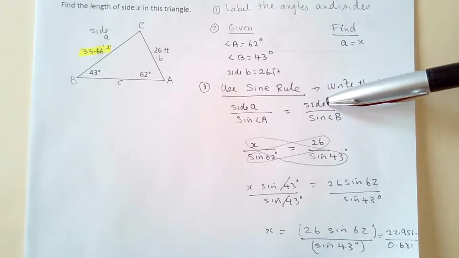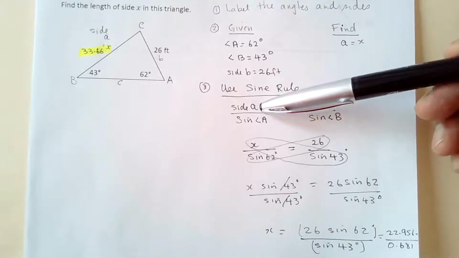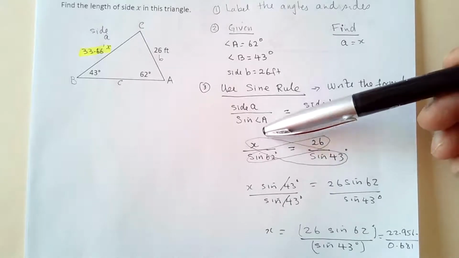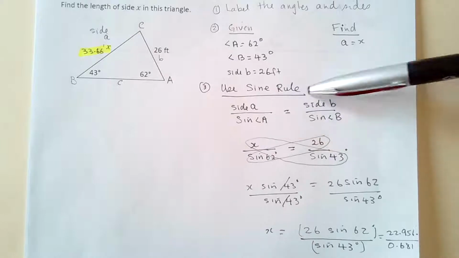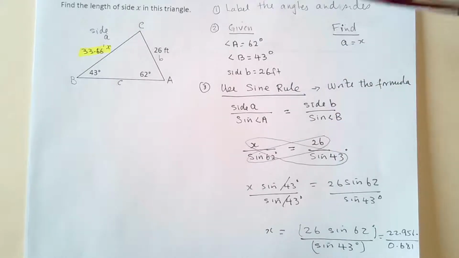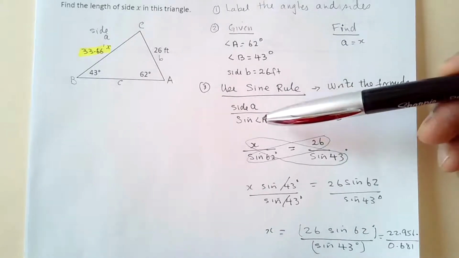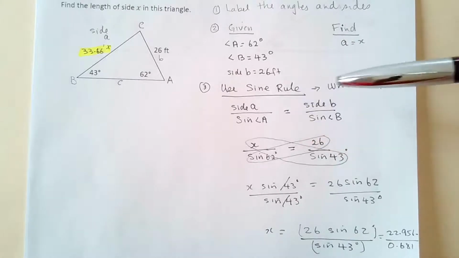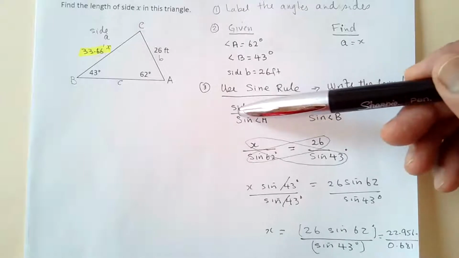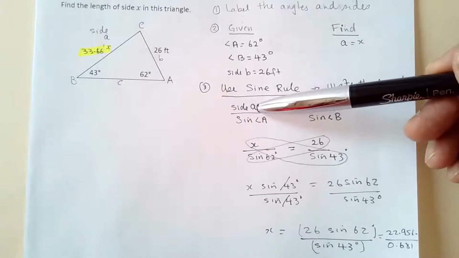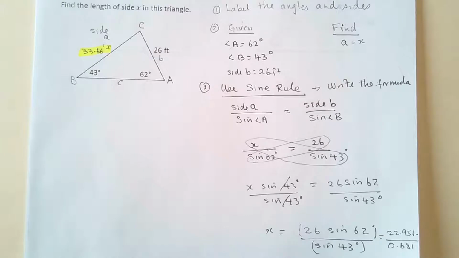So always a side over the angle, side over the angle. They have to be consistent. You cannot flip these around, they will not match. You could also have written it as angle over side. But because we need to find the side, we want the unknown on top. So that's example 1. Let's look at example 2.